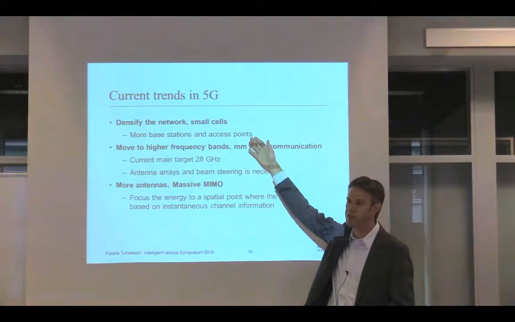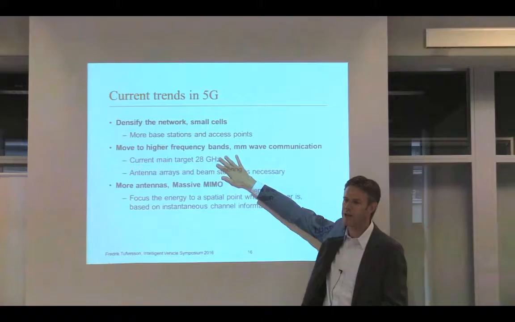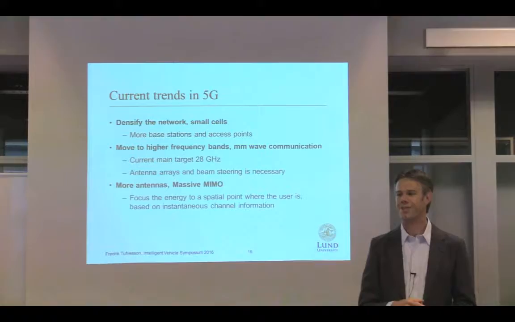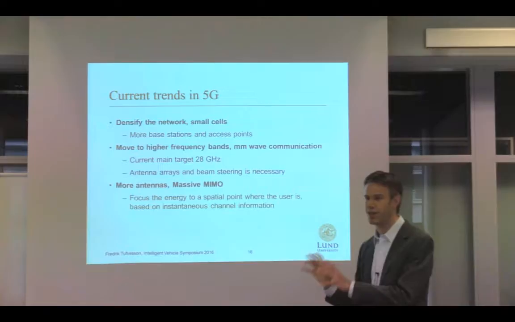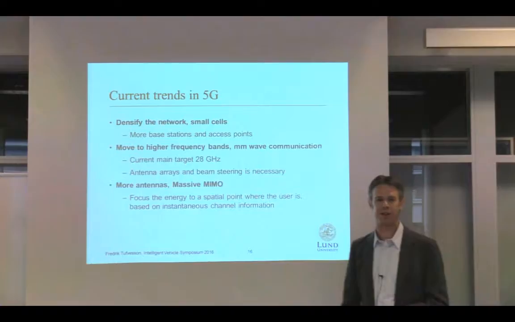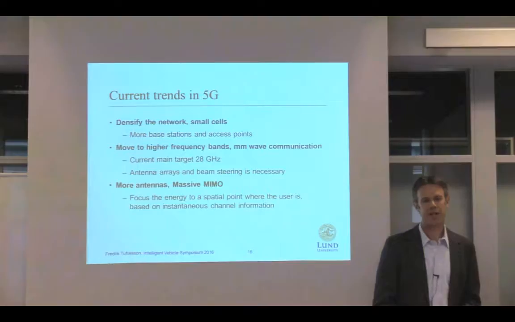We're moving to higher frequencies, so we are targeting millimeter wave communication. Currently, after the World Radio Conference previous year, it's quite clear that the world will go 28 gigahertz for cellular millimeter wave coverage. It will not be 60. I mean, we have nice systems at 60 gigahertz, wireless LAN systems. But for the more cellular systems, it will go 28. That I'm pretty convinced of. There, we need antenna arrays and beam steering for those systems to work.